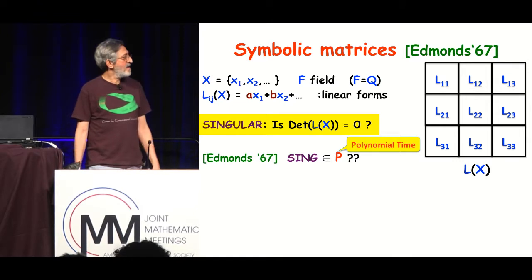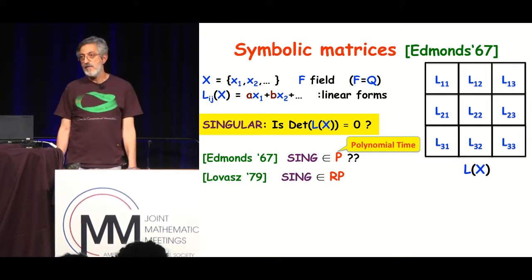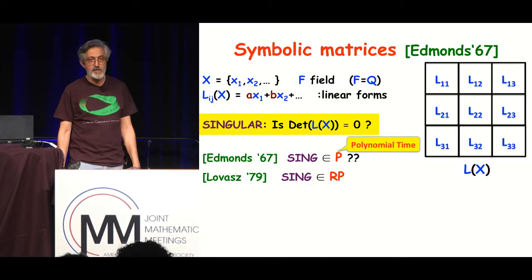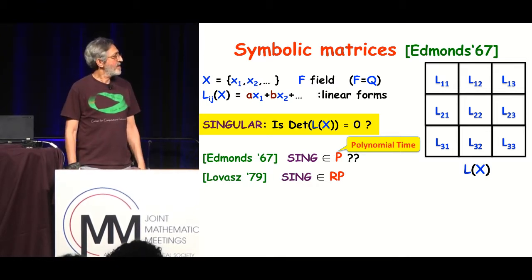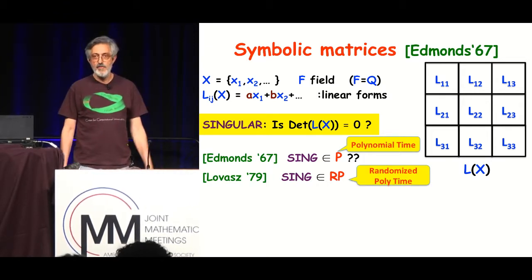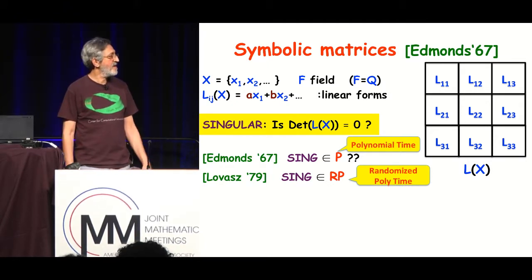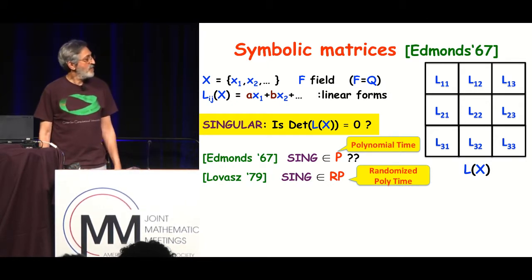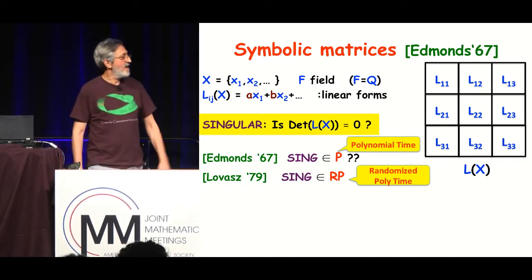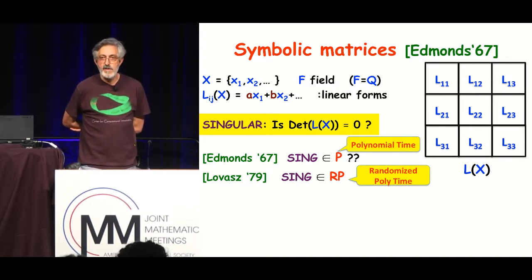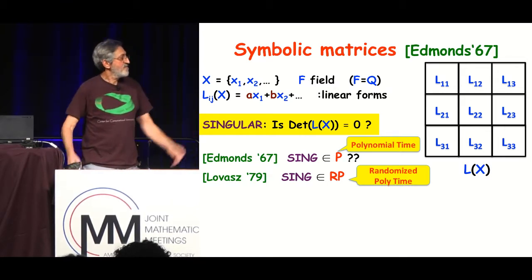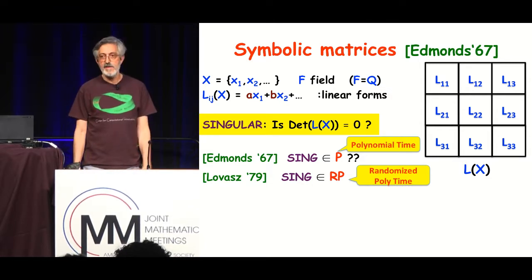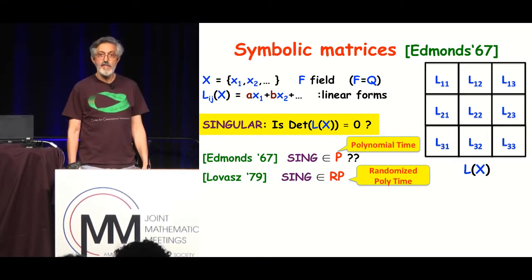And a lot of us realize that at least you can do it fast if you allow randomization into the picture. You can simply plug random values into the variables and then compute the determinant. And with high probability, you'll get what you want. So there is a very simple probabilistic polynomial time algorithm, but we want a deterministic one. That's the problem, and the question is why? Well, I must say that it doesn't look like a special problem, but we learned slowly that it's an extremely important problem.